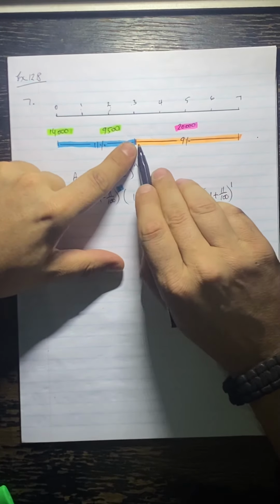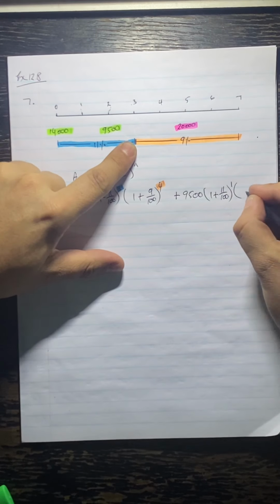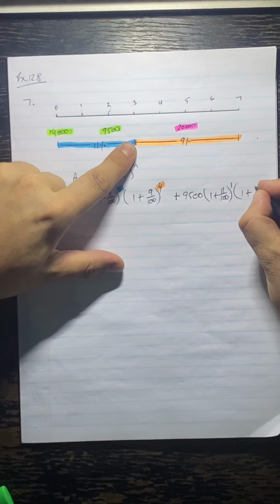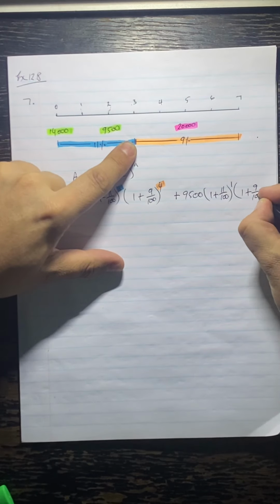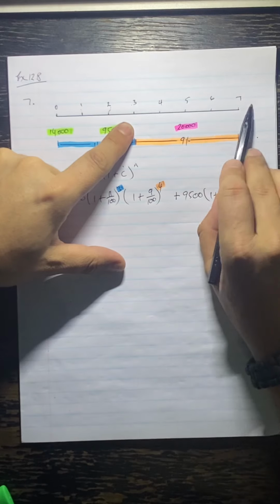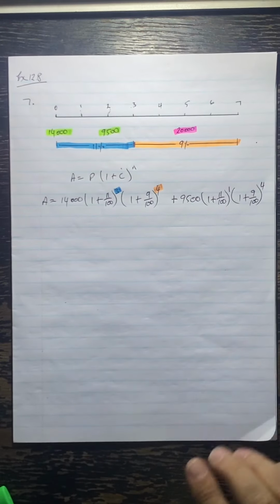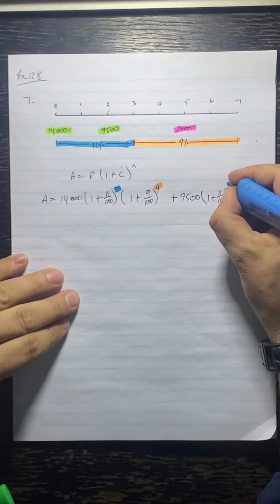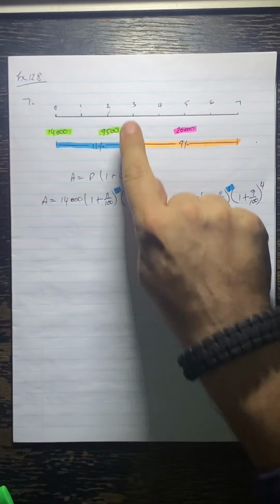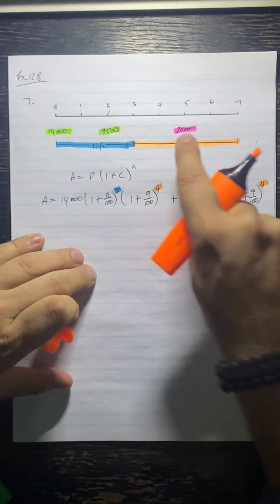Then it changes its interest rate to this orange bit. So it is now 1 plus 9 over 100. And how long is that going for? 1, 2, 3, 4. So to the power of 4. So this is just our little blue interest bit for that one little time step. And then the rest is that whole time period there.